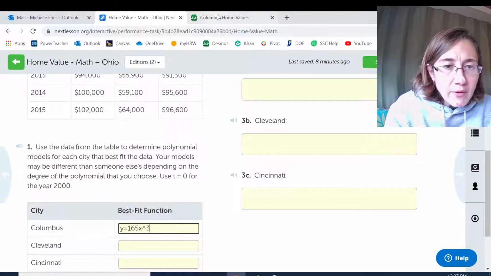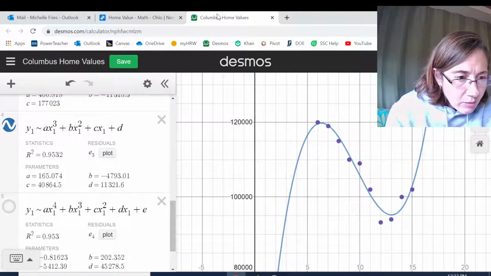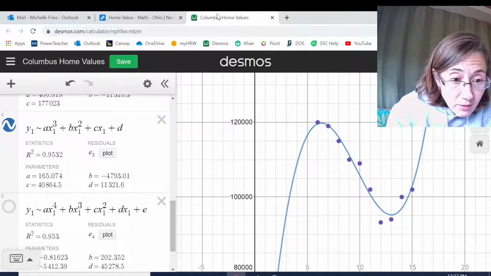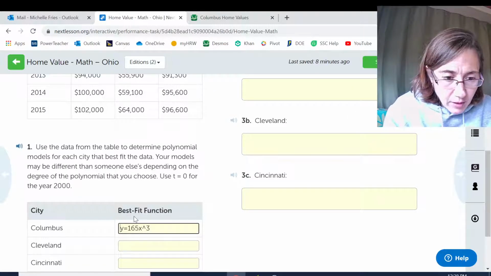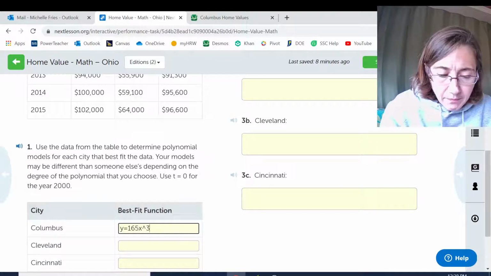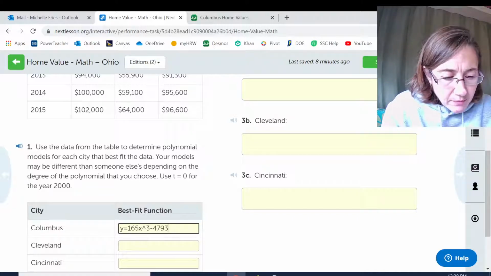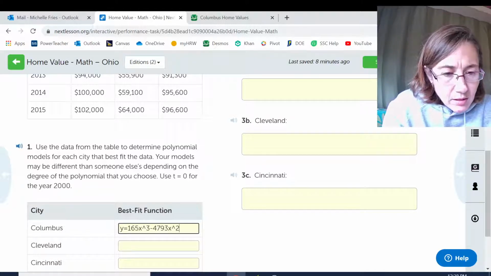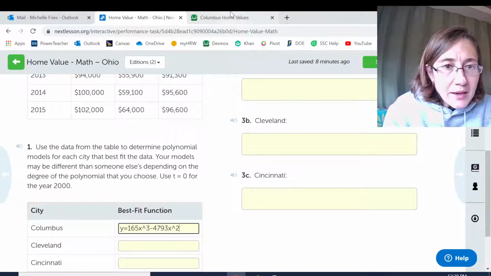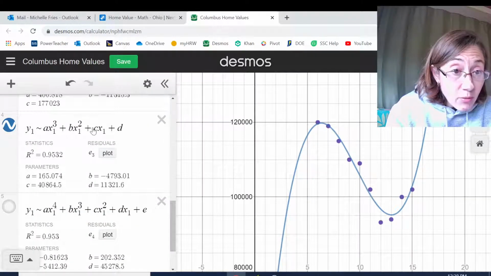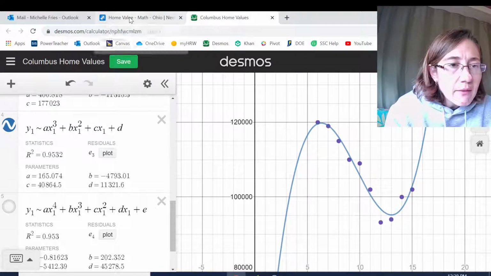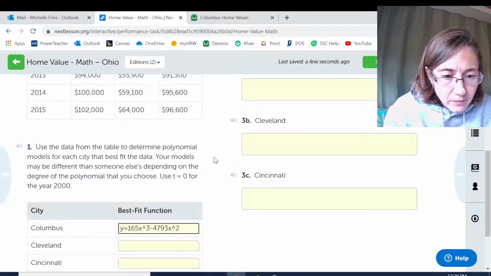Plus, and then I'm going to look back over here and get my b value, which is the negative 4,793. I'm just going to round that. That's fine. So, minus 4,793 is in front of my x squared. Let me see what my c value is. The c value is 40,864.865, I should round to 40,865.